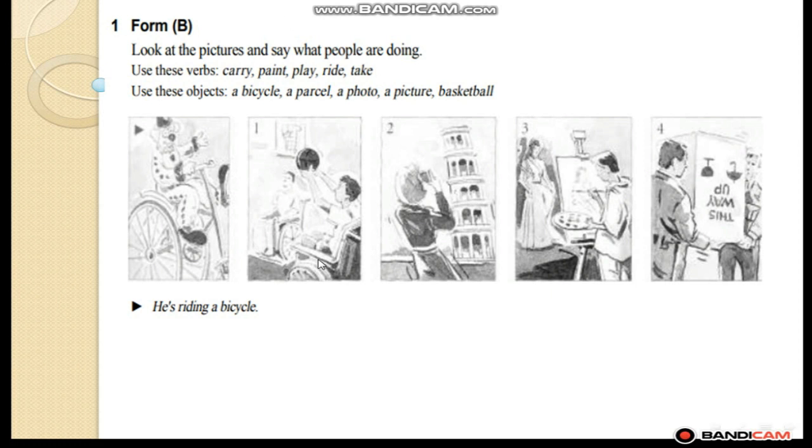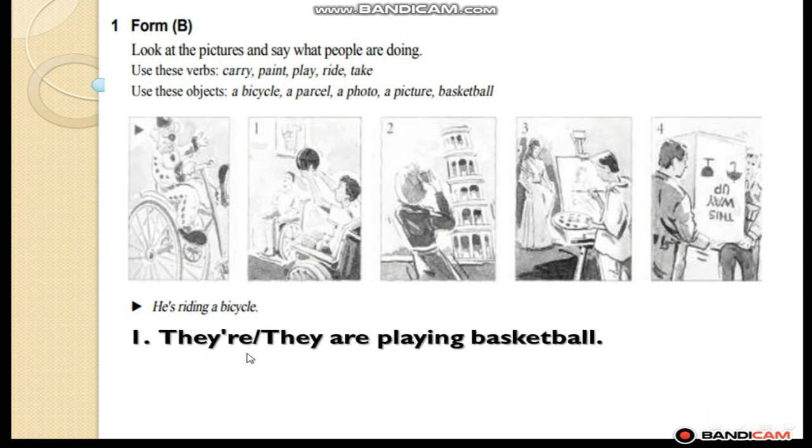Here we have some examples, or we have the exercises. Look at the pictures and say what people are doing. Use these verbs: carry, paint, play, write, take. Use these objects: a bicycle, a parcel, a photo, a picture, a basketball. So here we have the first picture. Somebody is riding a bike. He's riding a bicycle. And here we have a picture of a game of basketball. So the answer for the picture will be they are playing basketball.